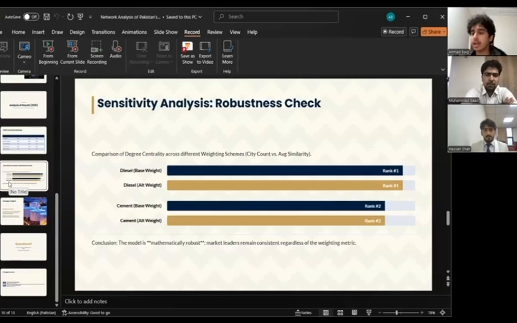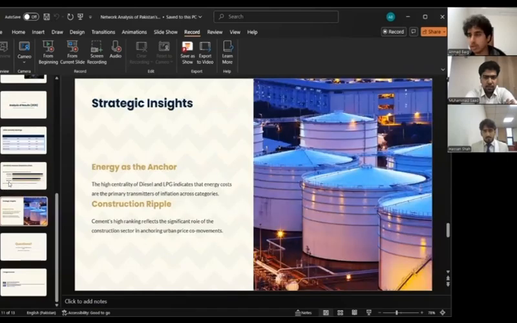The result: the rankings did not break. High-speed diesel and cement maintained their exact positions as the number one and number two drivers of the market. This was our surprising moment, or aha moment, as one says. It proves our network model is highly robust, mathematically sound, and not artificially biased by our initial weighting choices. Now I shall move on to slide number 11 and finally slide number 12, which is the concluding part.